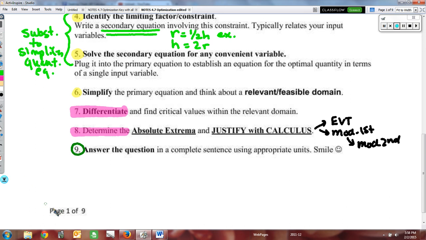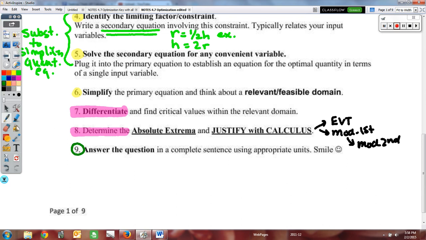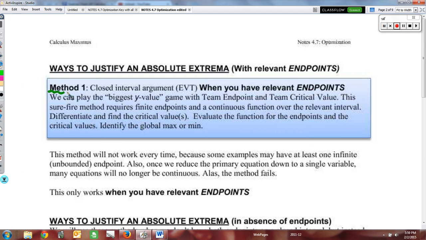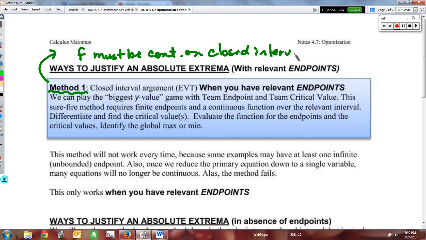All right, now let's take a look at our three methods, the EVT, modified first and modified second, before we actually jump into any problems. So let's take a look at method 1. That's the one that's probably the easiest for you to remember. Your closed interval argument. Remember that you want to make sure that in order to use method 1, your function must be continuous on a closed interval. Now, typically, when you are doing these problems, you will not be given a closed interval.